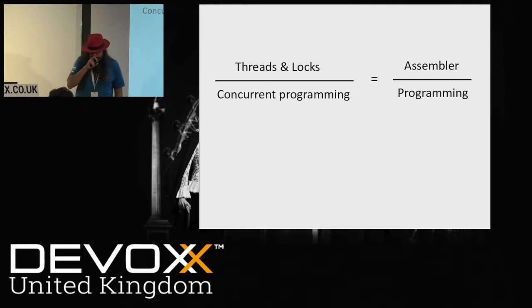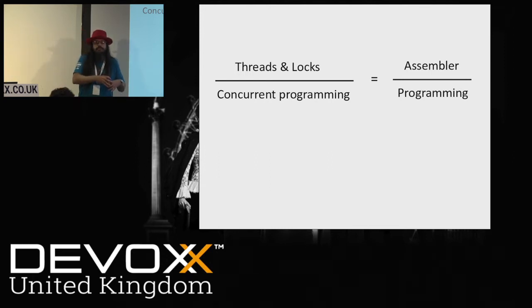I believe that threads and locks stand to concurrent programming as assembler stands to programming. Okay, it's very low level. It can be very performant, but none of us does assembler, or only assembler, because it's the most performant thing, yeah?